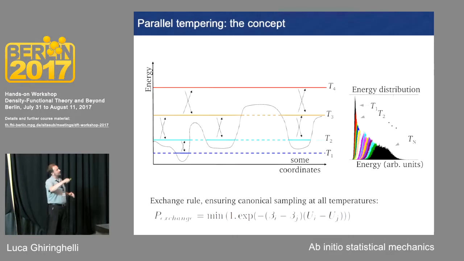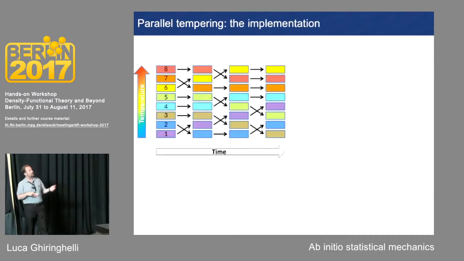So this is the probability to accept the exchange. It depends on the difference in energy between the two configurations that you want to swap, and the difference in inverse temperatures. If you do this over and over, you get a sampling at all temperatures. So these would be different simulations. It can be molecular dynamics, or other schemes like Monte Carlo that we don't cover in this course. You will see kinetic Monte Carlo, but it's not exactly the same.